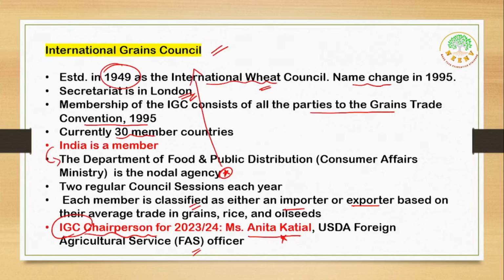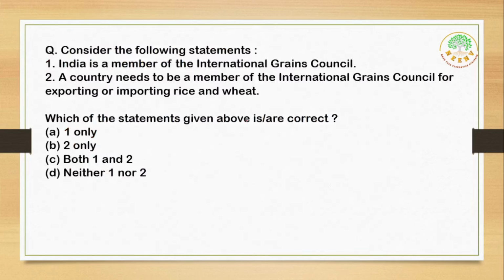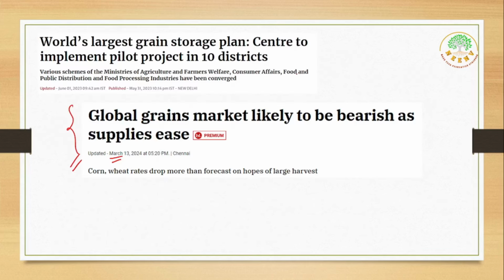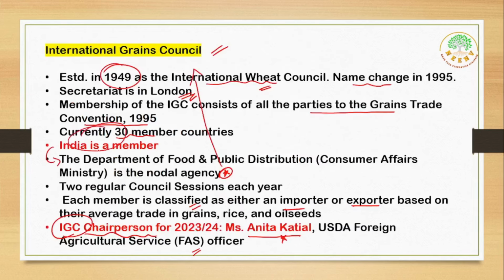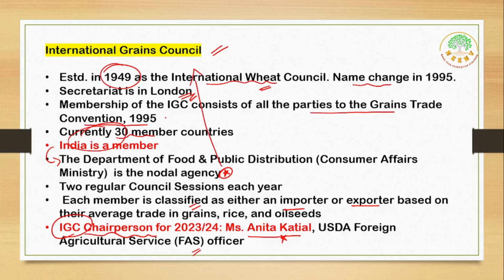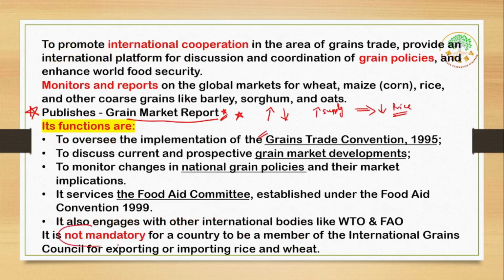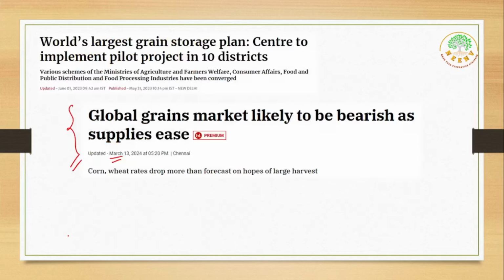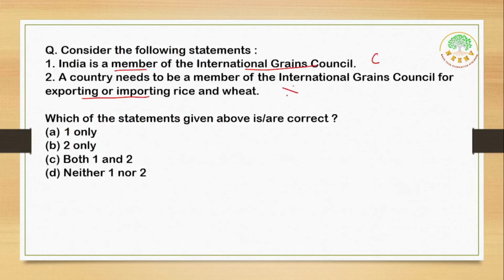So now let's go back to the question. The question says India is a member of the International Grains Council. Yes, India is a member. So this is correct. And the second statement says that a country needs to be a member of IGC for exporting or importing rice and wheat. No, it is not mandatory for a country to be a member. So this is wrong. So which of the statements are correct? Only statement 1 is correct.